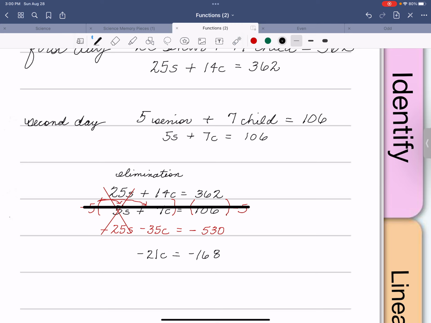I cannot add and subtract in my head. I think it's related to the dyslexia, but I'm not sure. Don't miss the problem because you're ashamed to use your calculator. So C is 168 divided by 21, and both negatives will cancel to make a positive. So a child's ticket is worth $8.